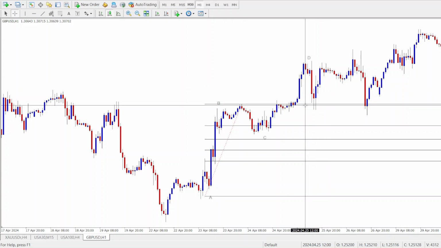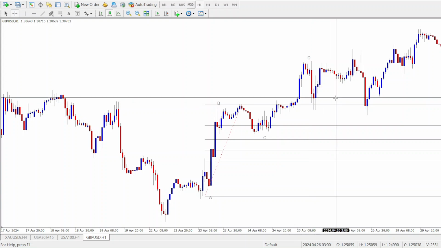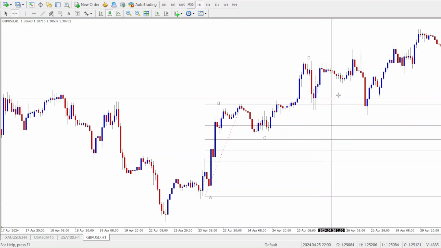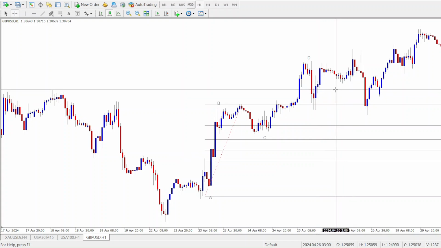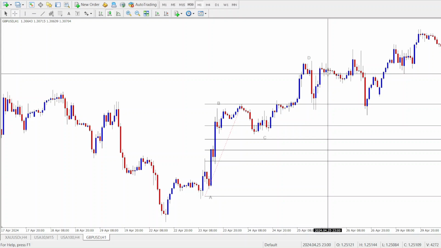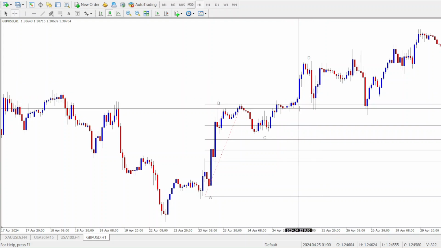So basically, this is how the ABCD pattern works. By mastering the ABCD pattern, you'll be able to spot potential reversal zones with precision and improve your timing for entering and exiting trades. I hope you found this video insightful.